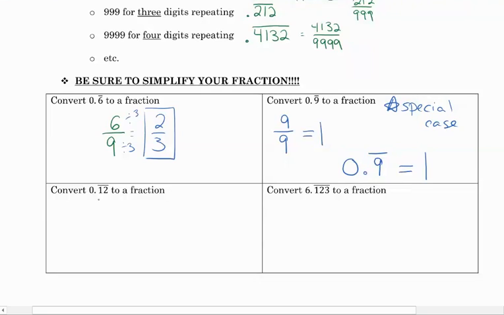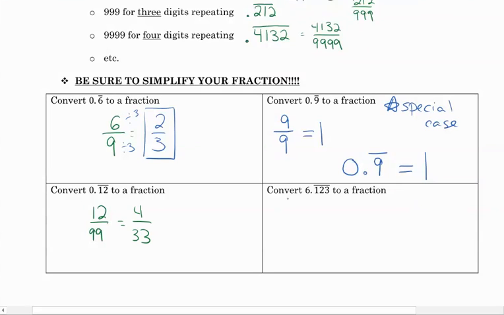All right, we have 0.12 repeating, so 1, 2, 1, 2, 1, 2, 1, 2. So I would do 12 over 99. And then I can reduce that. 12 is divisible by 3. So that would be 4 over 33.